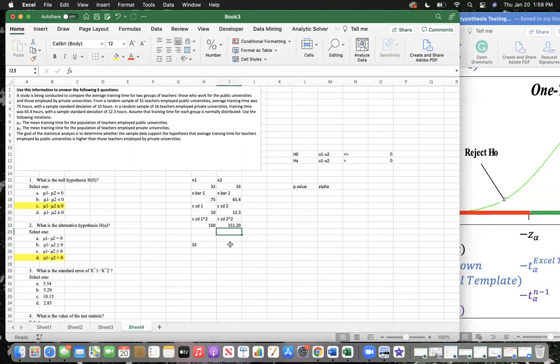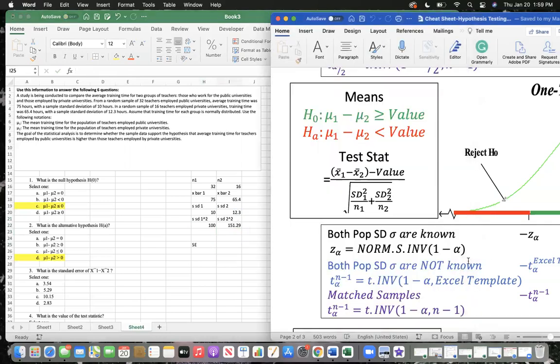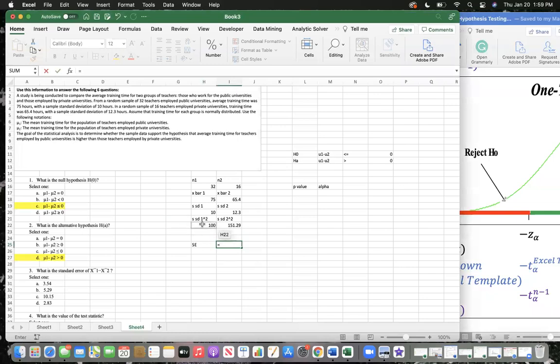Now we are going to get our standard error. We are ready to do this. So it's going to be the square root of standard deviation 1 squared divided by n1 plus standard deviation 2 squared divided by n2. So that is this. So the square root of standard deviation 1 squared, so this one divided by this, plus this divided by this.